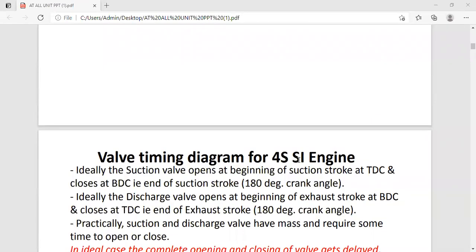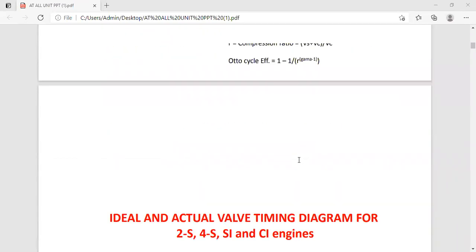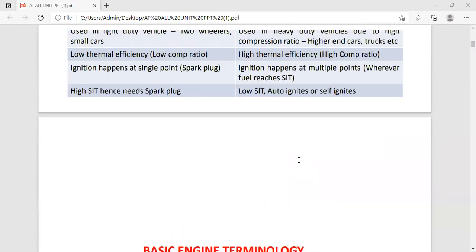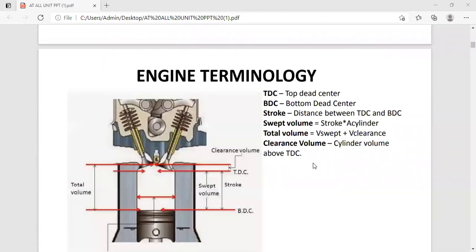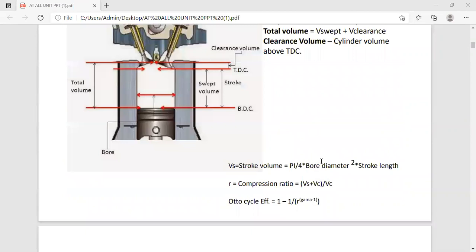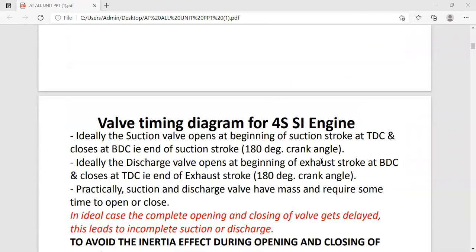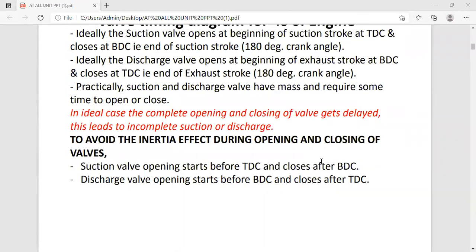So in today's lecture, we have covered the comparison between the spark ignition and compression ignition. Also, we have covered the engine terminology, and next we have covered the valve timing diagram of the spark ignition engine. So these points today we have discussed.